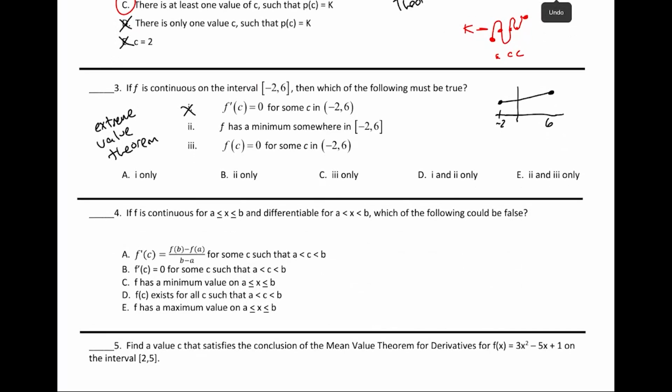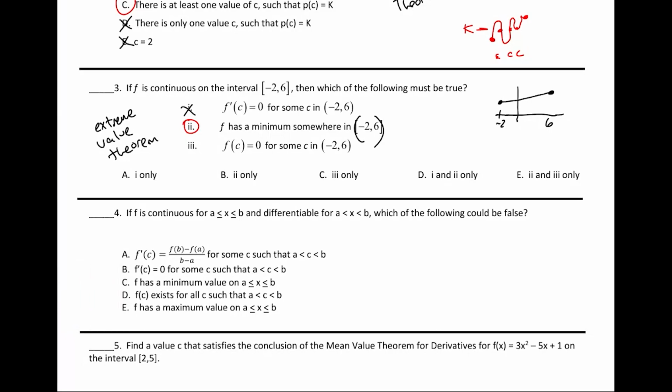But anyway, the extreme value theorem says that if you have a closed interval and the function is continuous on that interval, then you will for sure have a maximum and a minimum. Now, if this said f has a minimum somewhere on an open interval, then that would not necessarily be true, because you might have a case where there's no actual minimum value, since there's not a lowest point on the graph. But if it's closed, then you absolutely have to have a minimum. So 2 is going to be a good answer here.